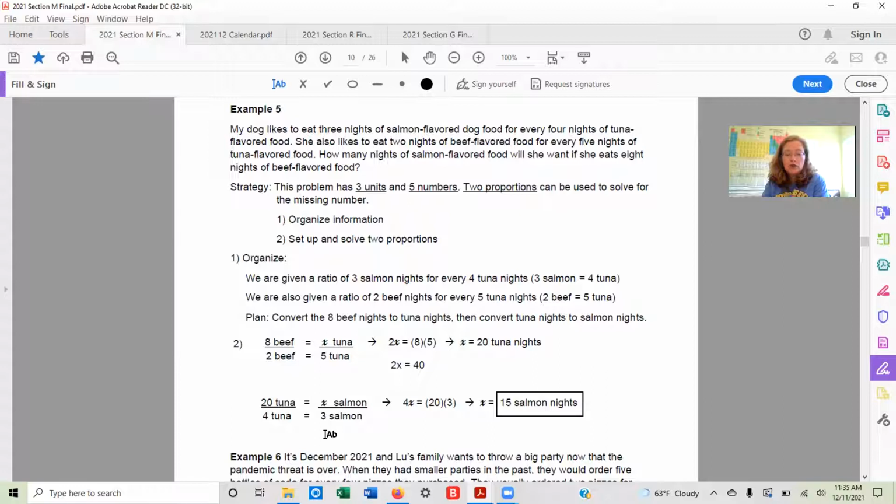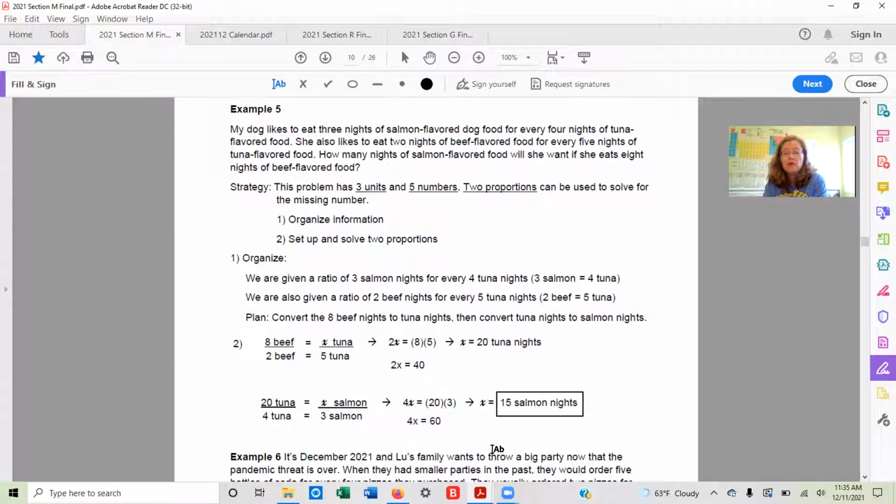Again, we cross multiply. 4x equals 20 times 3. Then 4x is equal to 60. And if you take 4 divided by 4, you get 1. And 60 divided by 4 is 15. So we converted our 8 beef nights into 20 tuna nights, and then 20 tuna into 15 salmon.